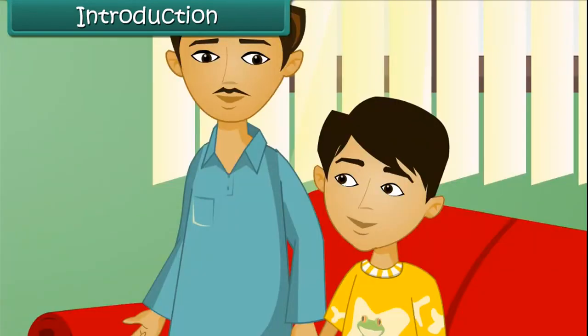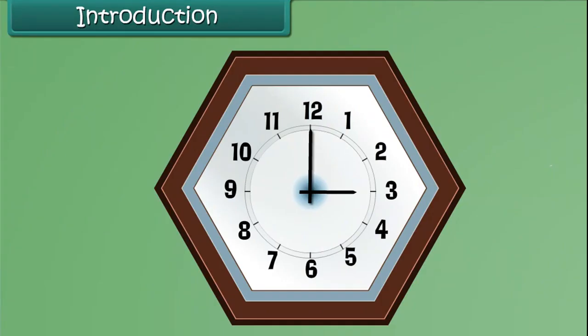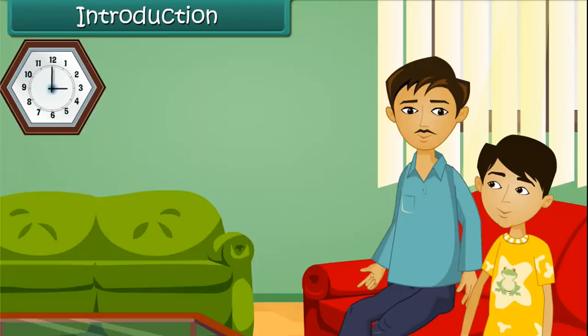Great. Can you also comment on the shape of the clock, Vijay? Sure. The clock has 6 sides and it's a hexagon. Wonderful, Vijay. You have learnt your geometry well. Children, in this lesson, you will learn the basics of geometry.